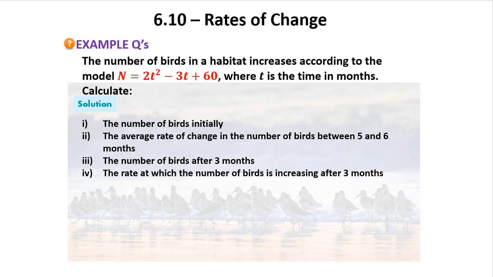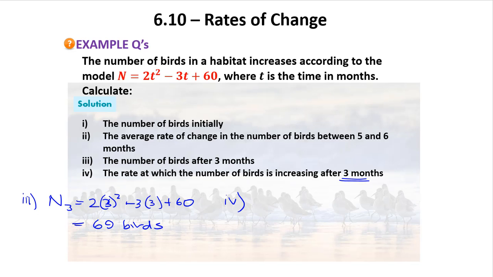On to part 3, the number of birds after 3 months. Well, that's going to be pretty straightforward. Just like we did in the last part, we're going to substitute 3 in for our time, so 2 times 3 squared minus 3 lots of 3 plus 60, and that should give us 69 birds after 3 months.